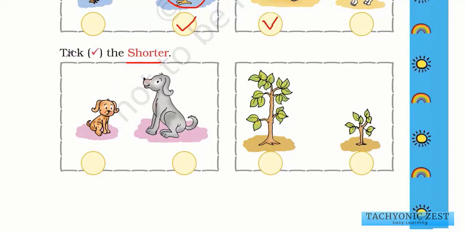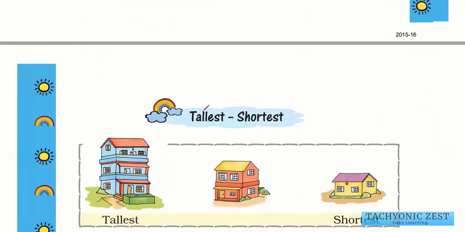So can you tell me which one is shorter? Obviously this one is shorter. Okay, this one, her child is shorter than the dog. Okay, so this object is shorter as compared to this object. Out of these two trees, can you tell me which is shorter? Yes, correct. This tree over here, this is shorter as compared to this one. Okay, so this is shorter as compared to this tree, and this tree is taller as compared to this tree. So we will tick this object, that is shorter.